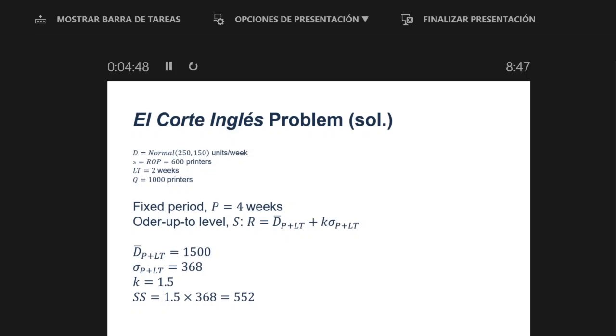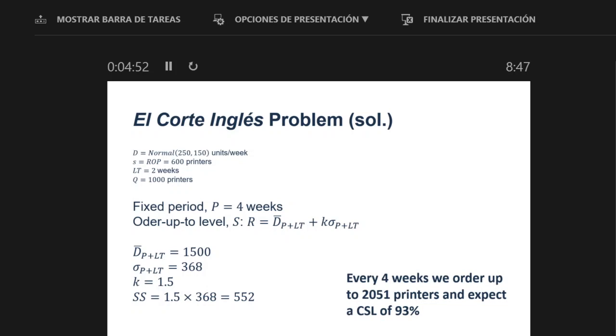So in this case, a fixed period policy consists in placing an order every 4 weeks, and when we do so, we place an order so that our inventory level rises all the way up to 2051 printers, and with that we expect a service level of 93%, as the one we had in the reorder point policy with which we started this exercise.